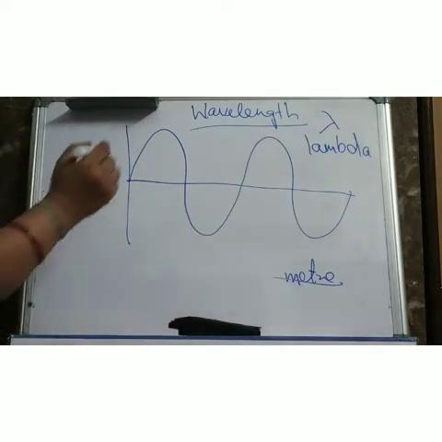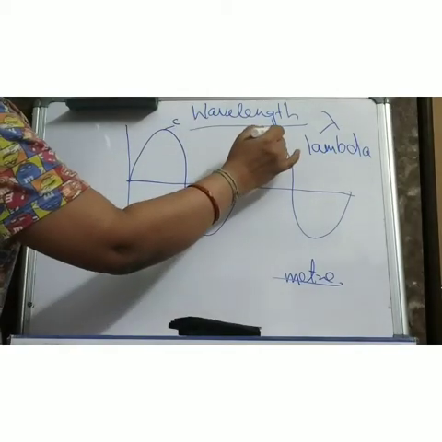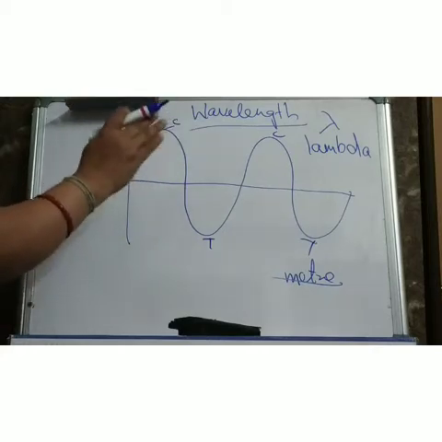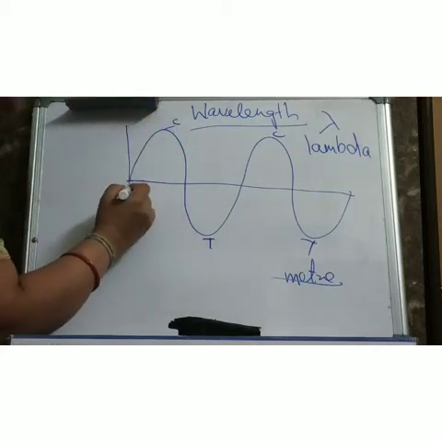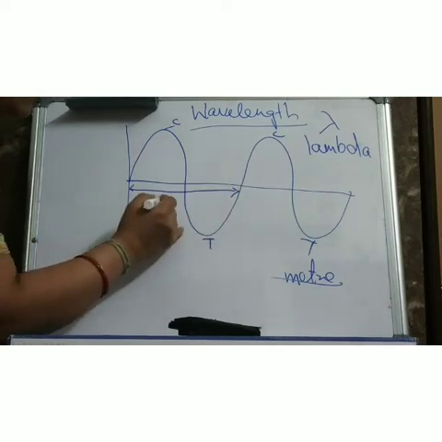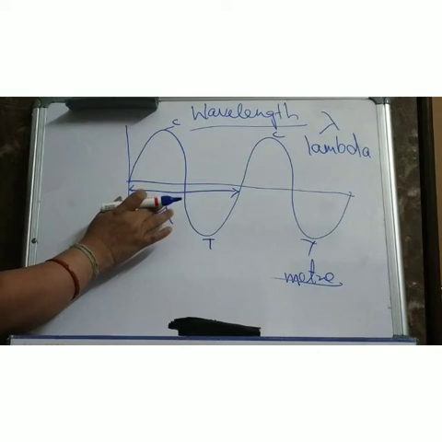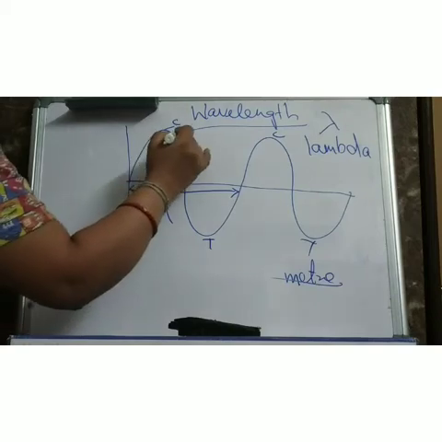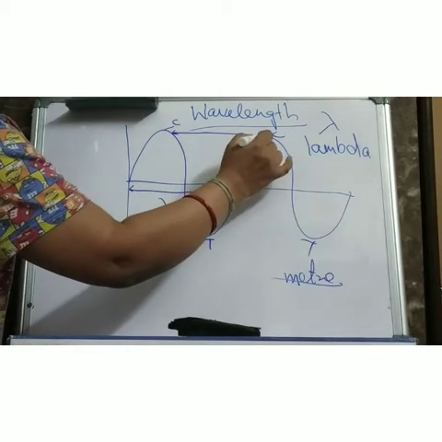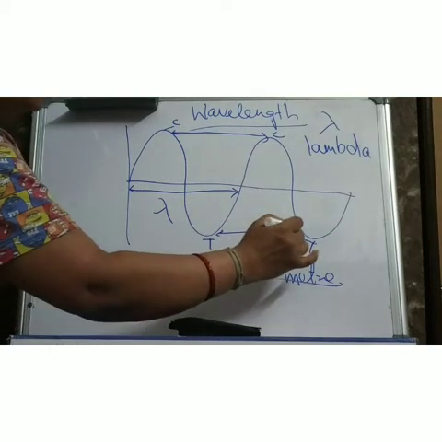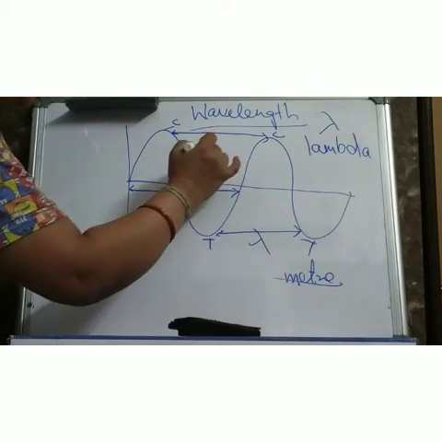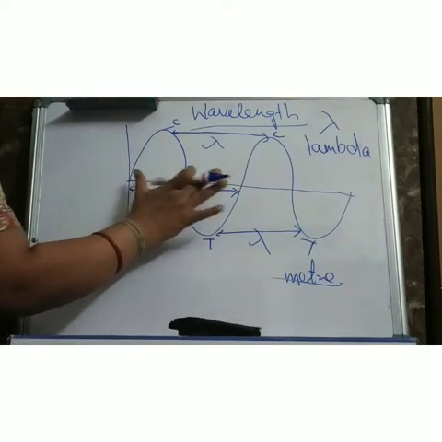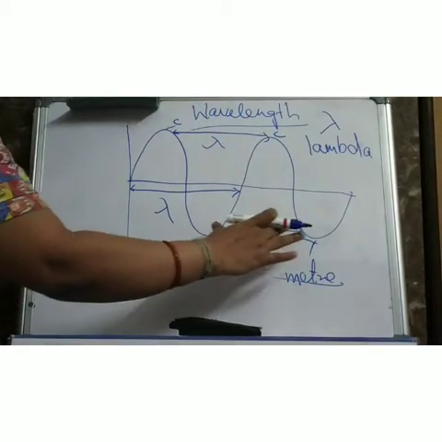So what is wavelength? We have discussed this is crest, this is crest, this is trough, this is trough. So wavelength is the length of a complete wave. That means from here to here, you can say this is a complete wave. So this is your wavelength. Usually we say wavelength is the distance from crest to crest or from trough to trough. This is also lambda, this is also lambda.